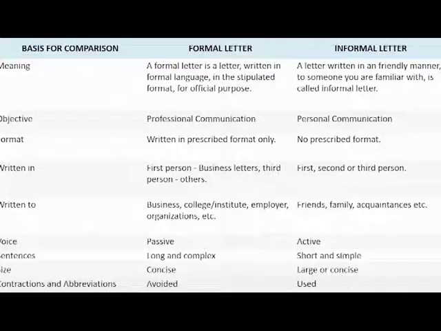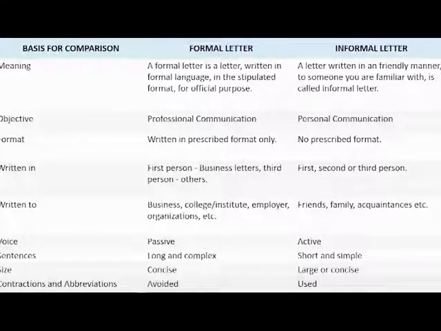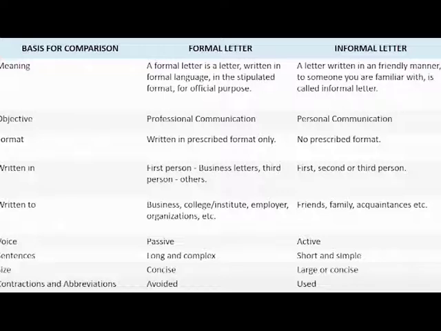When it comes to a formal letter, we use passive voice, while in an informal letter, we use active voice. The sentences in a formal letter are long and complex, whereas in an informal letter, they are short and simple. The size of a formal letter is concise, and for an informal letter, it depends on you. It can be large or concise. In a formal letter, we avoid using contractions and abbreviations, whereas in an informal letter, you can use contractions and abbreviations. So these are the differences between a formal letter and an informal letter.